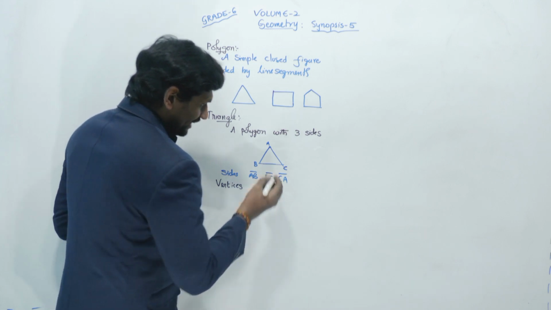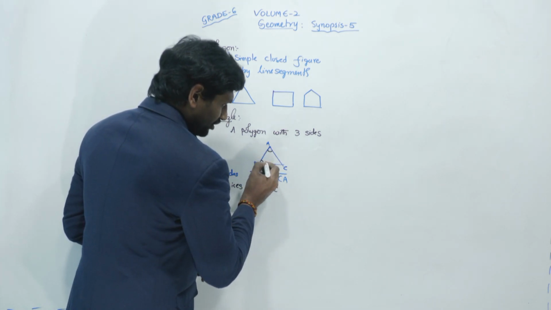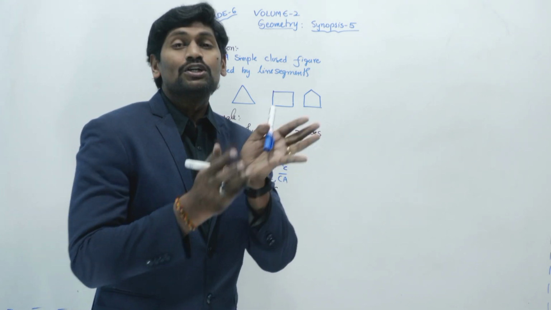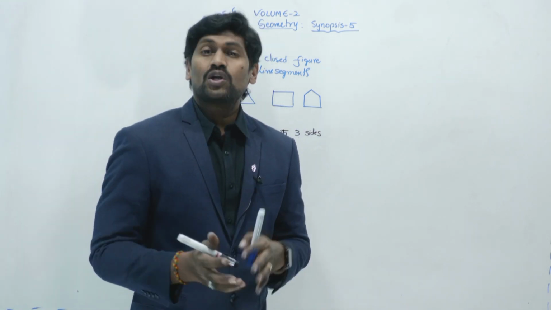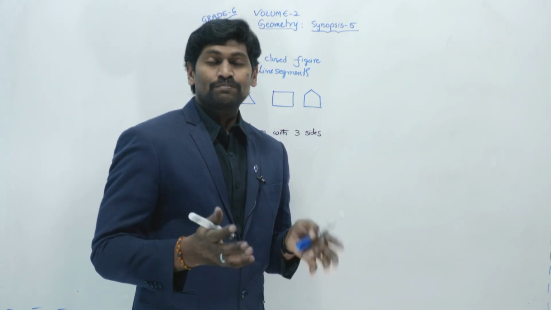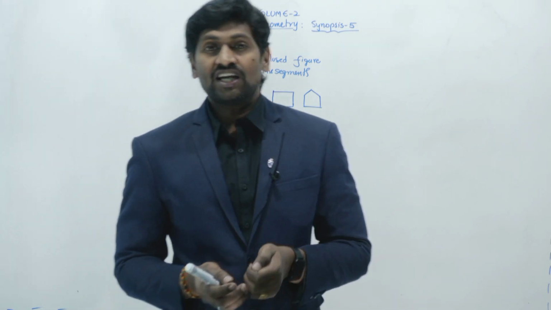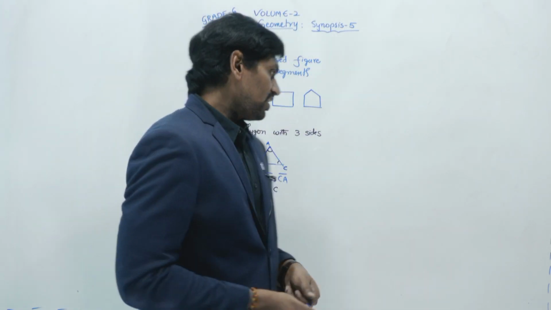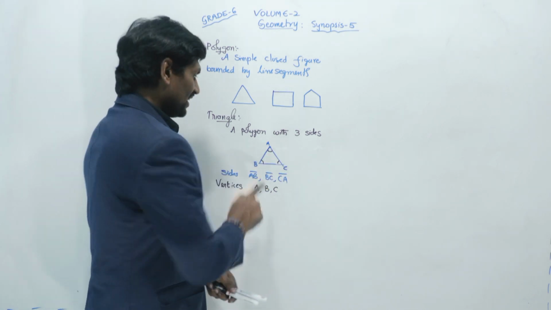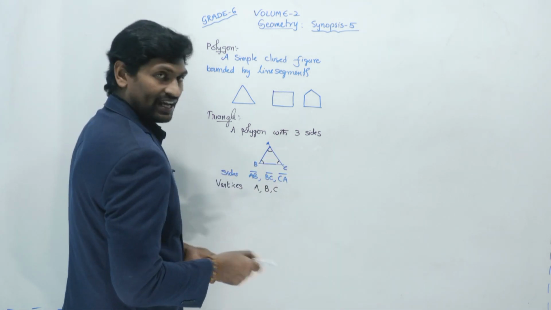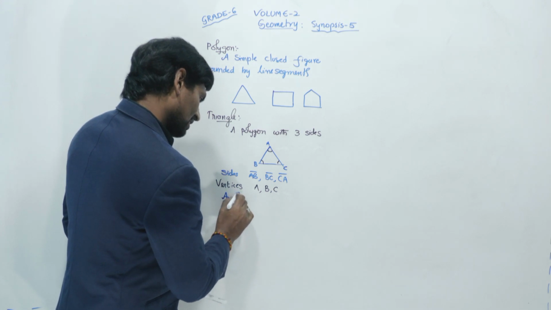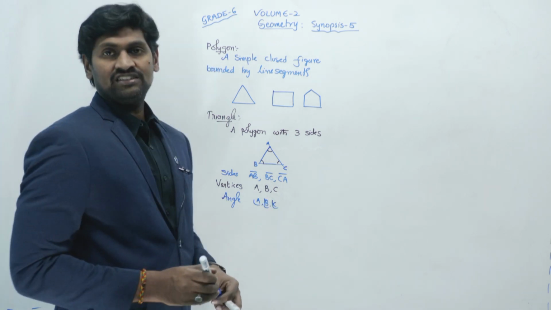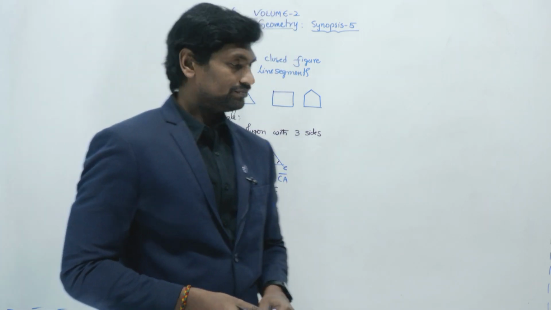Now the angle. We know what an angle is. An angle is formed at the common point of two line segments or two rays. Here also we have three angles: angle A, angle B, angle C. So we can call these parts of a triangle.